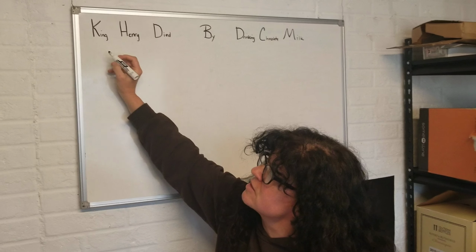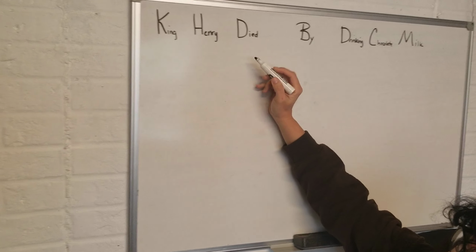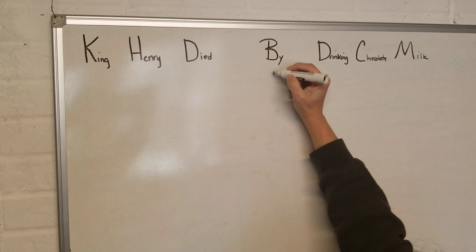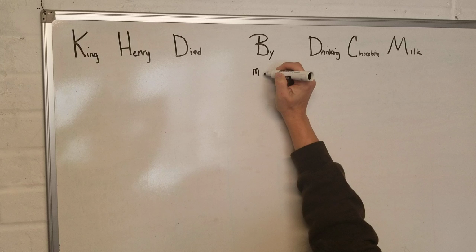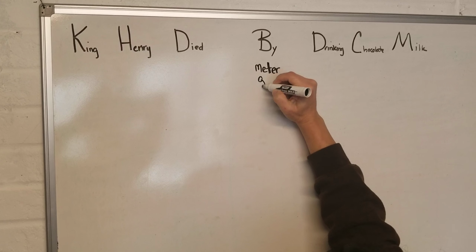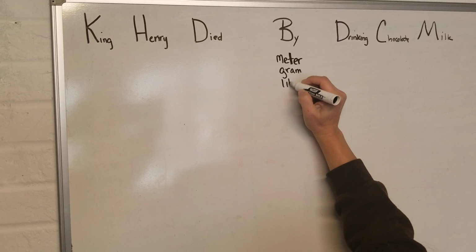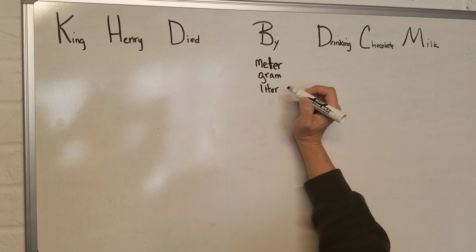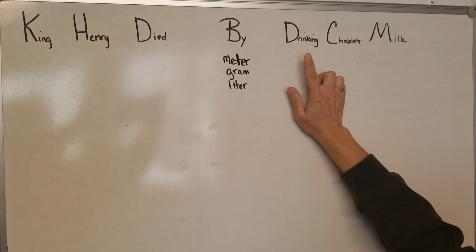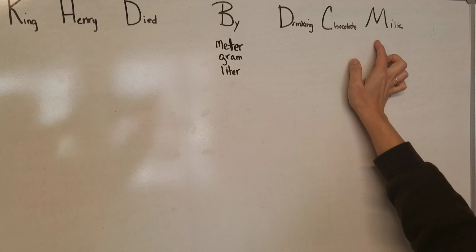So the K is for kilo, and the H is for hecto, and the D is for deca. And "by" means unit. So the units that you would be dealing with are meter, and that's for length, or gram, which would be for weight, or liter, which would be for volume. And then these are getting smaller. This is deci and centi and milli.